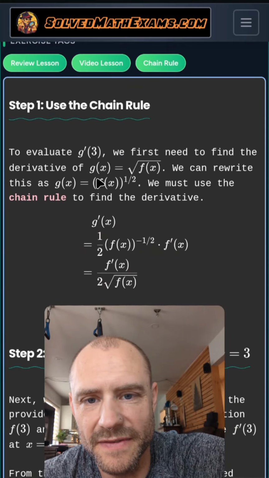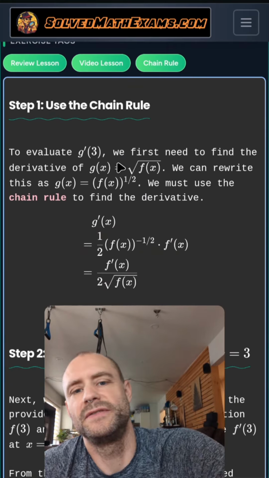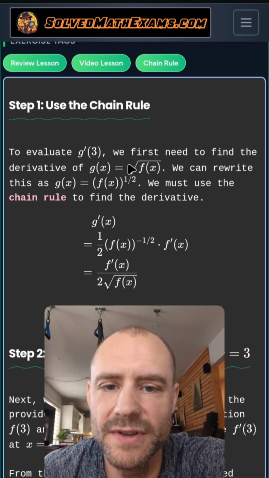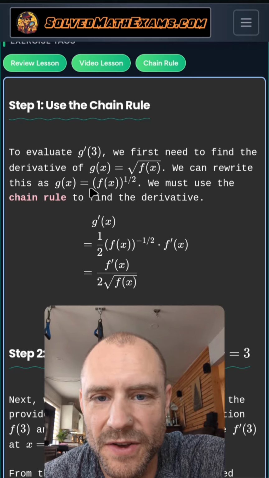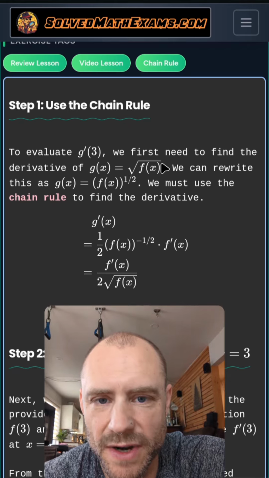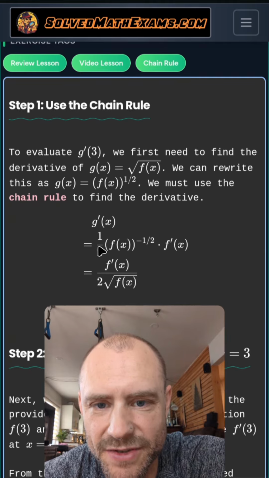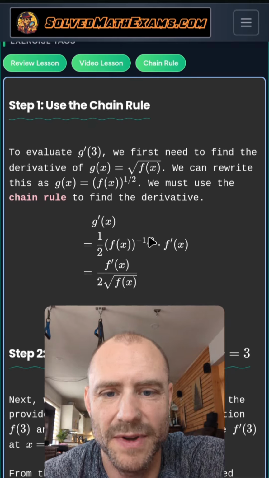Well, here's the function g. If we want the derivative of g, we have to use the chain rule to compute it. So here's just rewriting it. The square root is also this exponent of 1/2. When you take the derivative, this 1/2 comes in front. Then you have to subtract 1 from that, which gives you the minus 1/2.